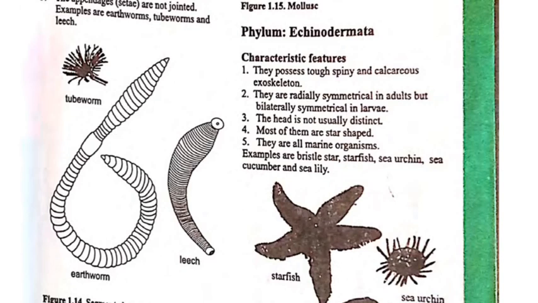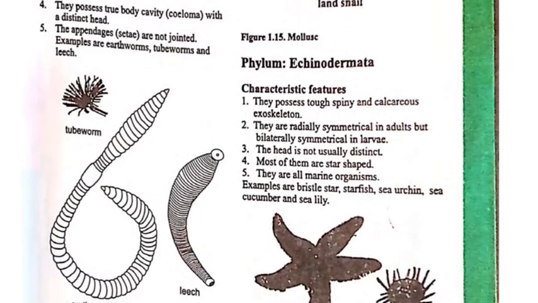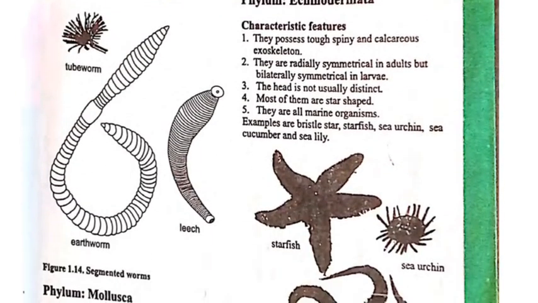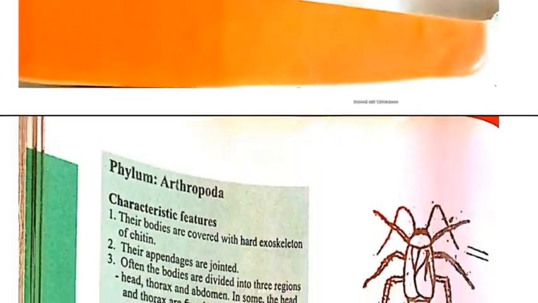Alright, the head is not usually distinct. Most of them are star shaped. Examples: we have starfish, we have brittle star. They are all marine organisms. We also have sea urchin, sea cucumber, sea lily.